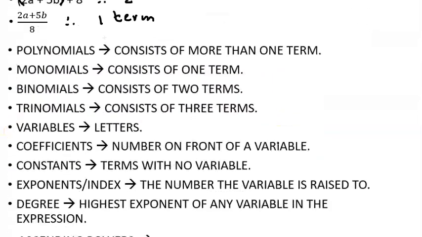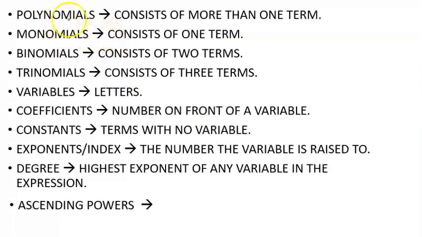Now let's look at some more definitions. What is a polynomial? What poly means many. So polynomials, very simple definition would be, consists of more than one term or many terms.